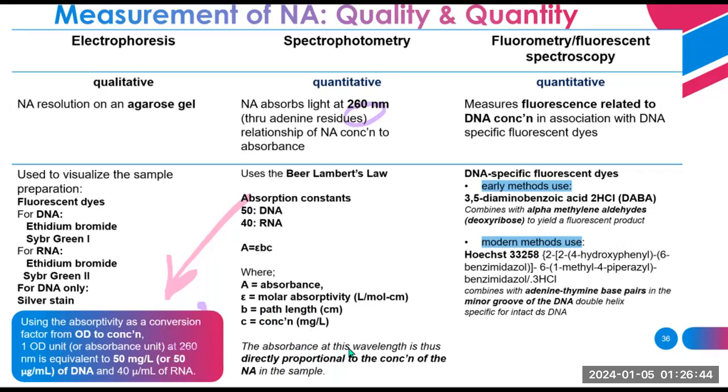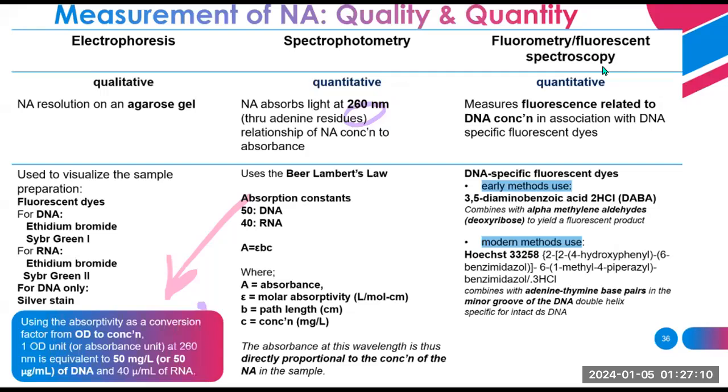So the absorbance at this wavelength is thus directly proportional to the concentration of the nucleic acids present in the sample. So again, spectrophotometric analysis for the quantity of nucleic acids is based on the relationship of the concentration of the nucleic acid, the concentration of the DNA or RNA, to absorbance.